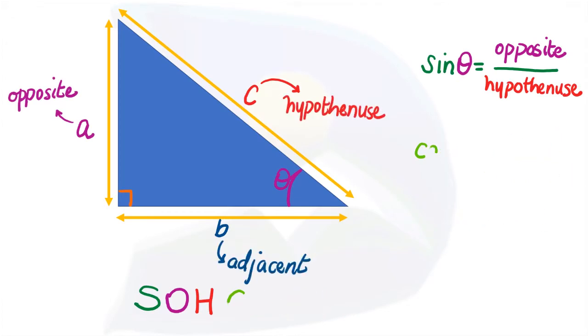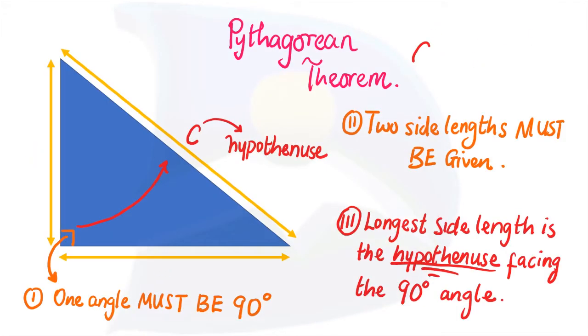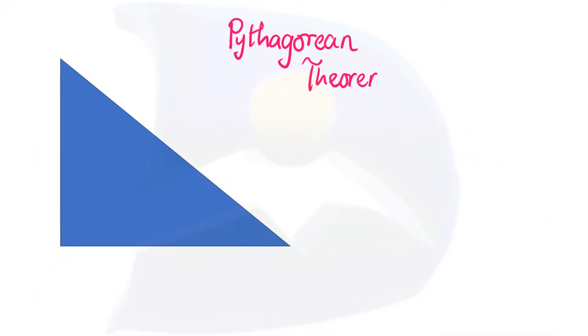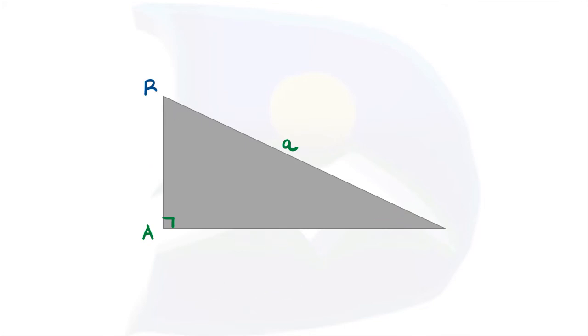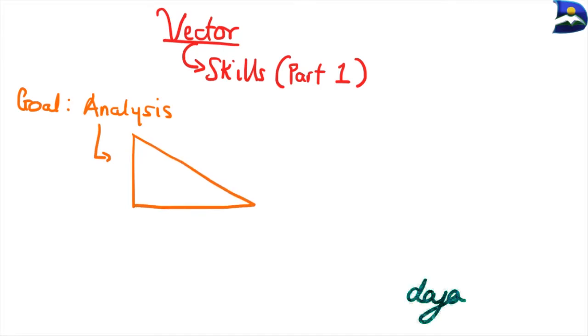Now, looking at what vectors is all about, we are going to look at what this video is going to offer you. The goal of this video is to introduce you to some of the skills through analysis, and this analysis will be based on diving into a specific type of triangle where two lines meet at 90 degrees, and so this is called a right angled triangle.